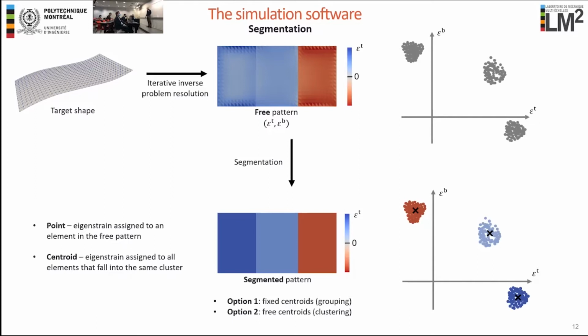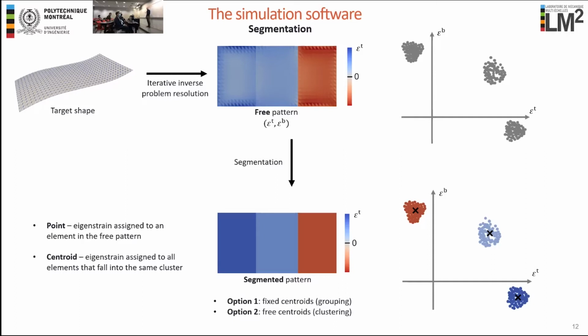And the eigenstrain actually corresponds to real peening parameters. And of course, we are not able to vary the peening parameters so often throughout the shaping process. So that's why we need to do the segmentation. To do this, we project each element in the peening pattern as a point on a plane with coordinates epsilon top and epsilon bottom, which denote the eigenstrain prescribed to this element by the inverse problem solver.